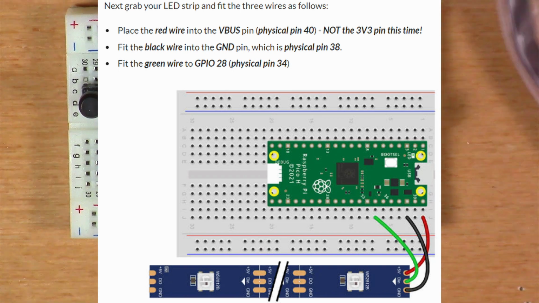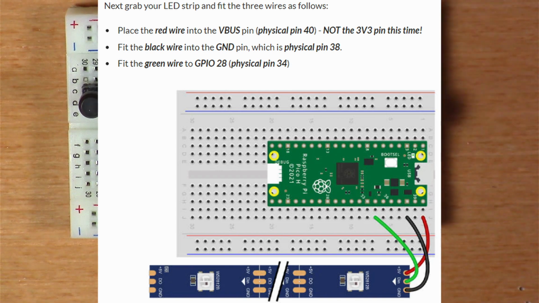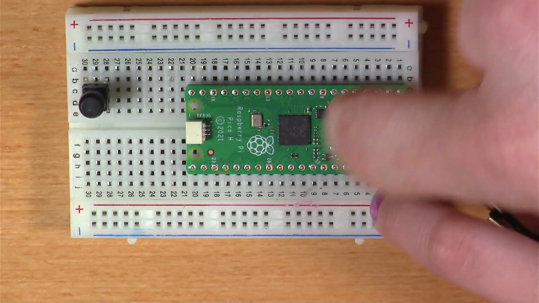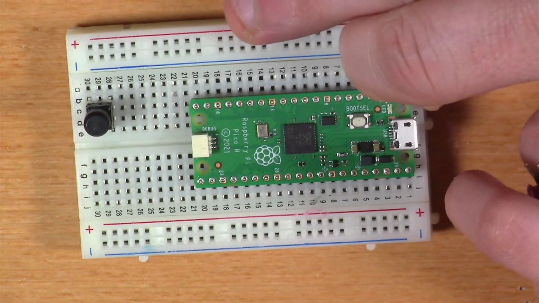So we've got the 3 wires from the end of our LED. Let me position these for you. And so we're just going to do what it says here. Okay, so it says place the red wire into the BBUS pin. And so pin 40. Pin 40.